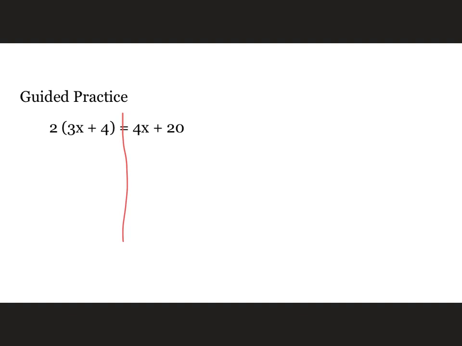And since I have parentheses and I know that I need to use the distributive property, I like to draw my arrows to both the terms inside my parentheses. And once again, I know that we are multiplying here. 2 times 3x is 6x. 2 times a positive 4 is a positive 8. And on the right side of my equation, 4x plus 20 just remains the same.